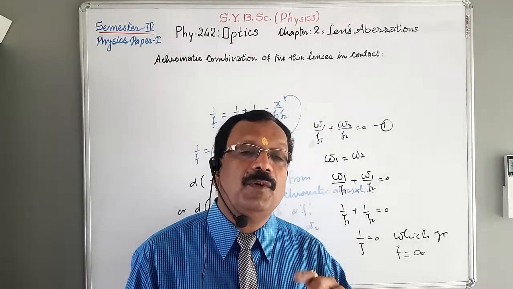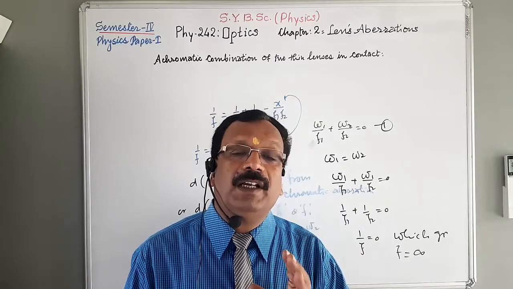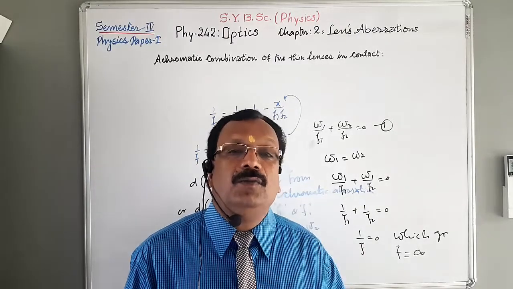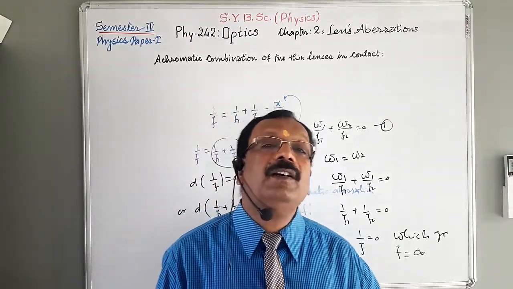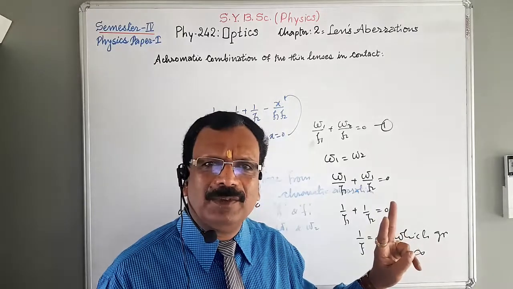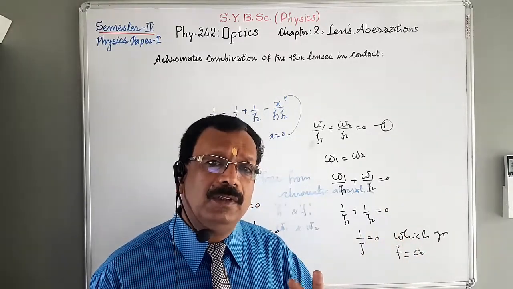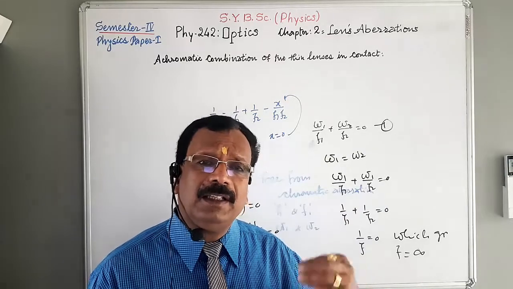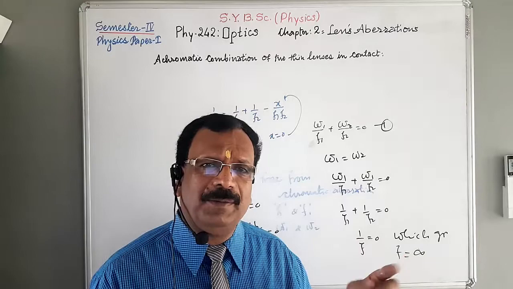If one glass is made of flint glass, then the material of the other lens is crown. So what do I say? For an achromatic combination, when the material of two lenses is the same, though one of them is convex and another is concave, there is no achromatic combination. There is no achromatism. So this is absurd, meaningless.